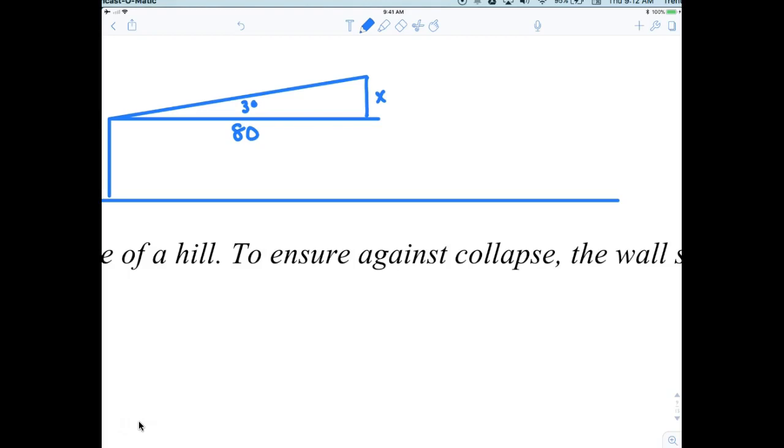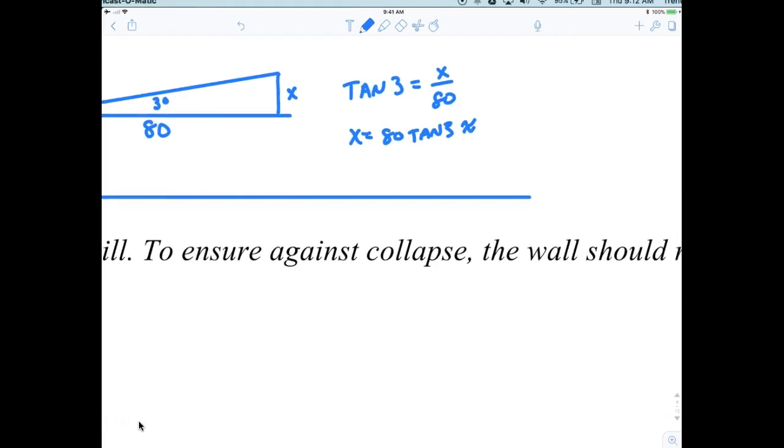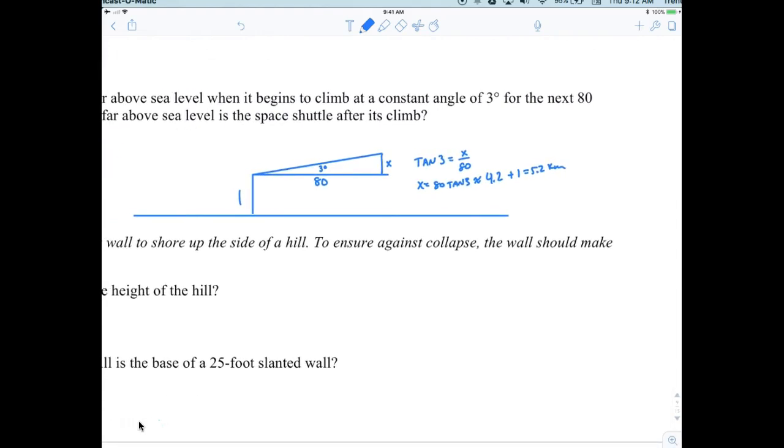So again, we want the tangent of 3 is equal to x over 80. So x is equal to 80 tangent 3, which is roughly what? 4.2. 4.2 plus 1 is 5.2 kilometers in the air. Why is it tangent? Oh, 6 degrees, yeah.